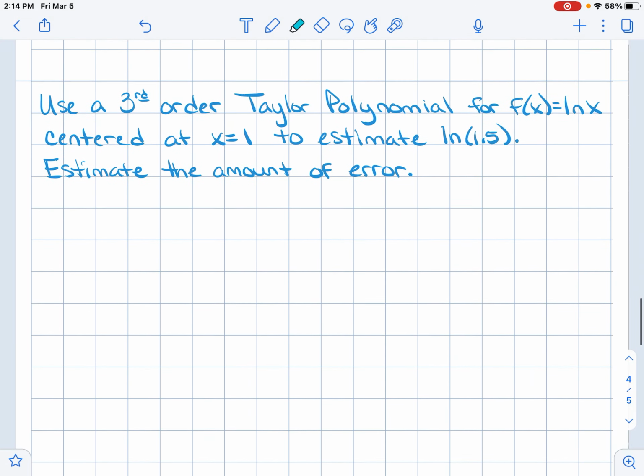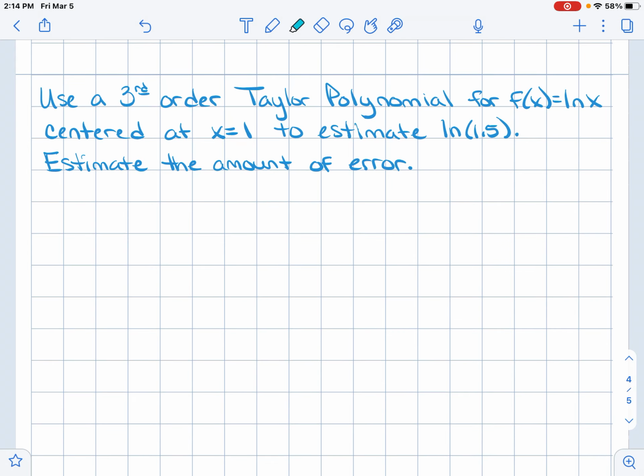Okay, let's look at one last example. Use a third order Taylor polynomial for the natural log of x centered at 1 to estimate the natural log of 1.5, and then estimate the amount of error. So not the bounds, but what is the error? What is R? Go try.